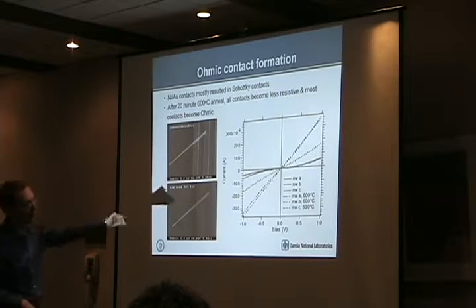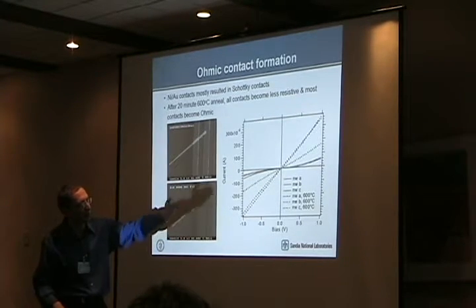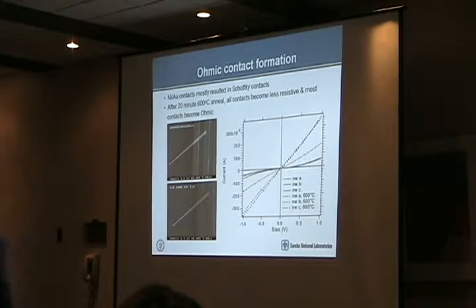This is just an example where you see the IV as deposited. It's clearly not ohmic, and then after it's been annealed, it's a nice straight line. And we're actually getting contact resistances that are getting to be below 1 × 10⁻⁴ ohm cm², and maybe even getting close to 1 × 10⁻⁵, which is, I think, decent.